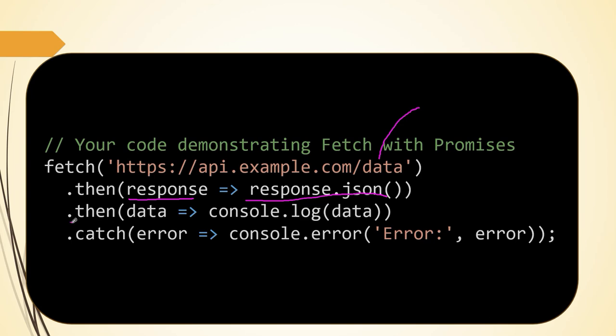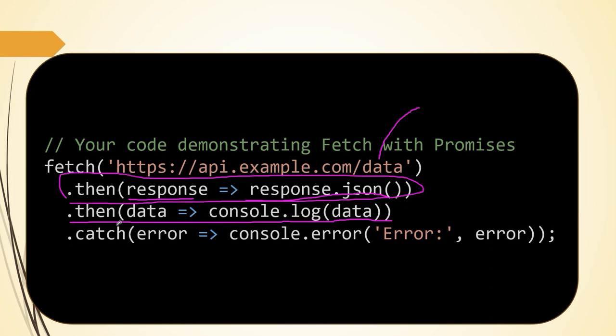After that, we have one more then, and we are passing one more function as a parameter over there. So what exactly is it going to do? The second then is nothing but a chained function to the first callback. Whatever you get from response.json is going to be given as an input to the second callback function. So in case it is orders, it is going to contain the orders data. If it is customers, it is going to handle the customers data.